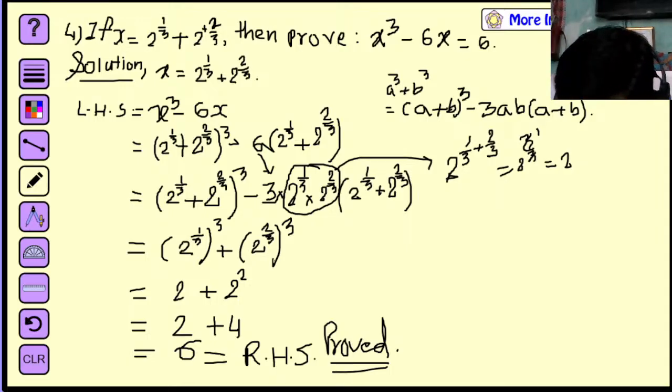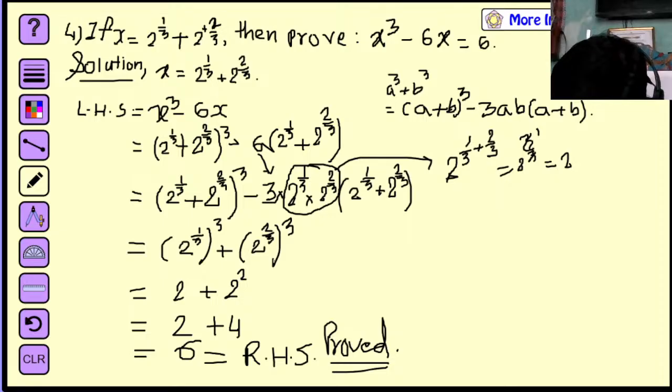The question is, that is number 5: if p equals q to the power r, and q equals r to the power p, and r equals p to the power q, asking to prove that pqr equals 1.